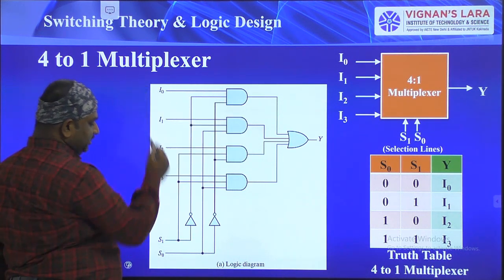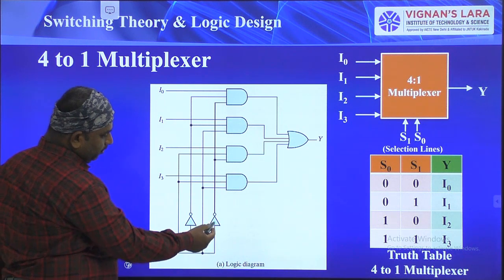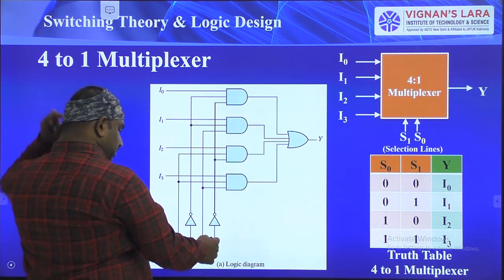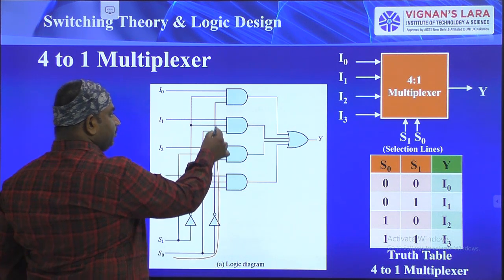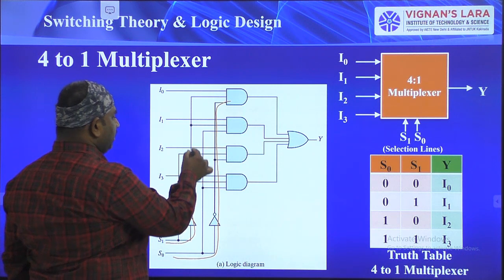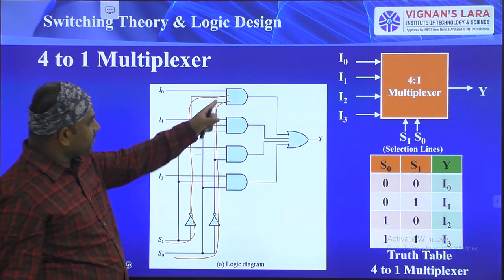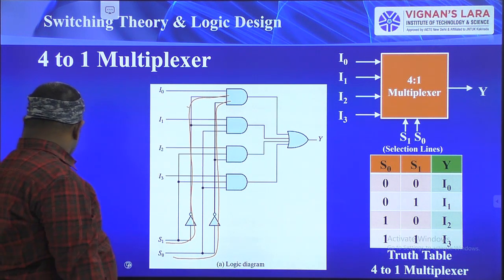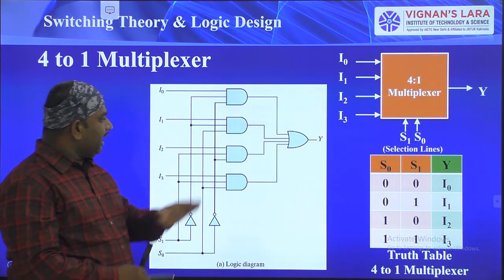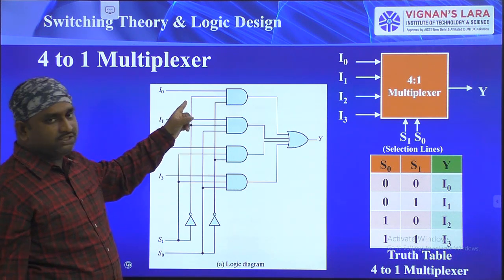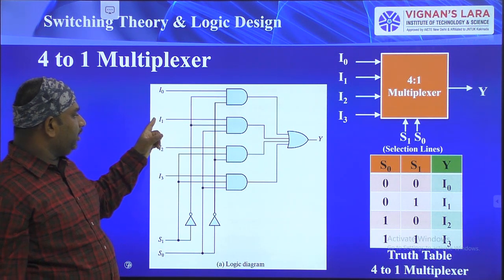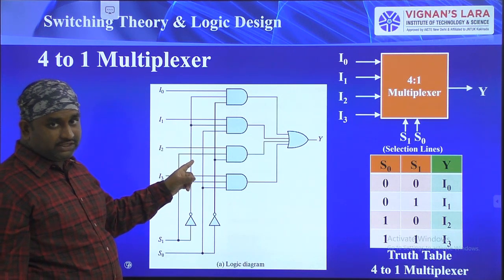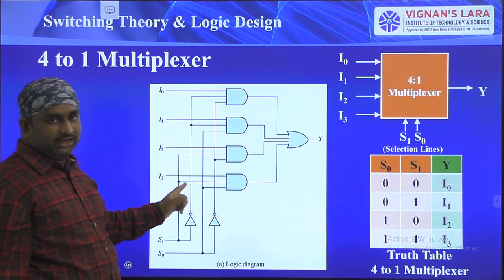So here I0 is there, and S0 bar is connected to here, and this S1 bar is connected to here. So the NOT gate outputs are connected to this AND gate. So I0 into S1 bar, S0 bar, that is the combination. Like that we have framed: I0 into S0 bar into S1 bar, I1 into S1 bar into S0, I2 into S1 into S0 bar, I3 into S1 S0.